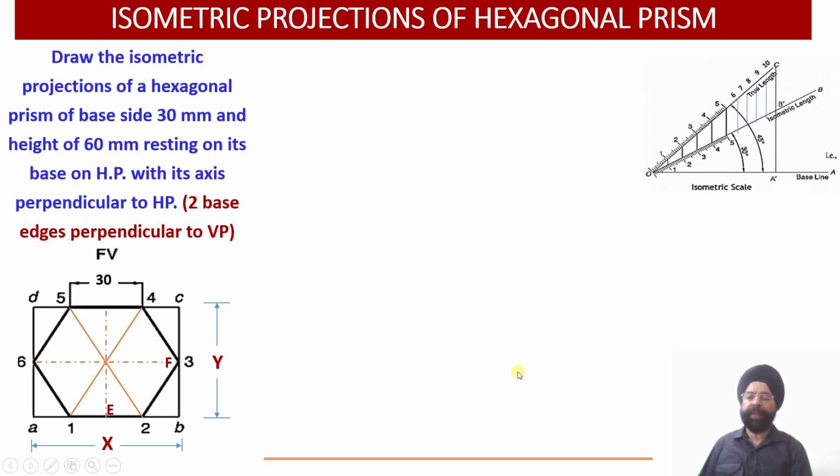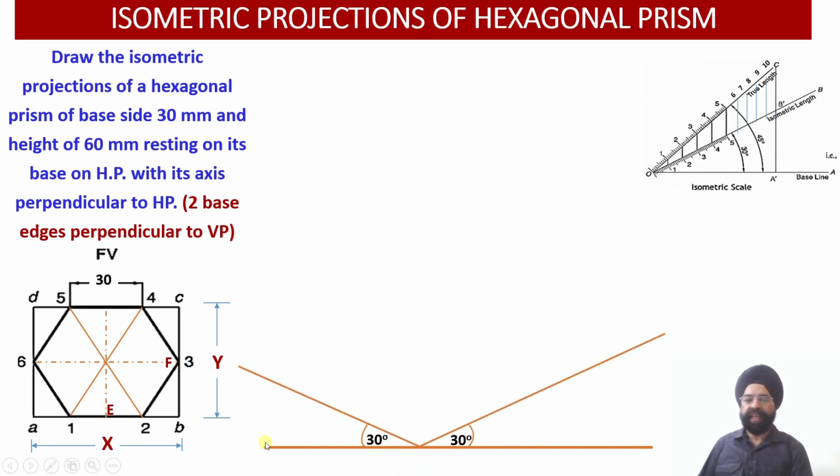So let us start with the isometric projection of the hexagonal prism. One thing we need to understand is that this is our horizontal ground line or the datum line. We have marked a starting point on the datum line, and on the left side the x-axis will be drawn at an angle of 30 degrees. Towards the right, the y-axis will be drawn at an angle of 30 degrees, and the height of the prism will be marked along the y-axis, and this height is given to us as 60 millimeter.